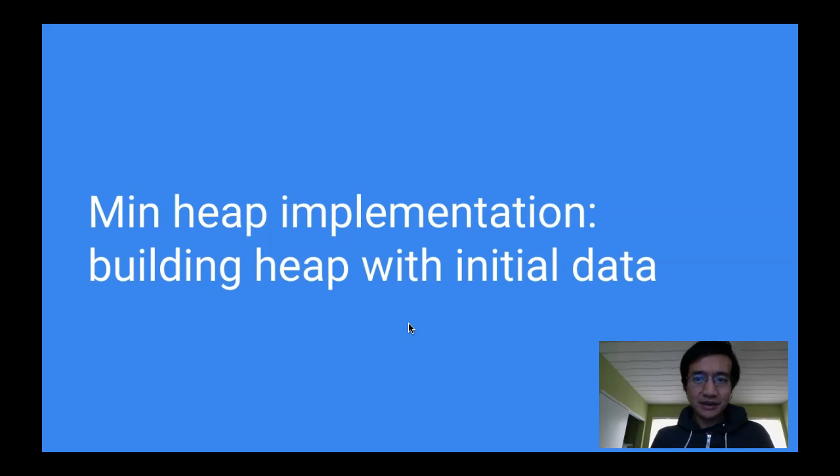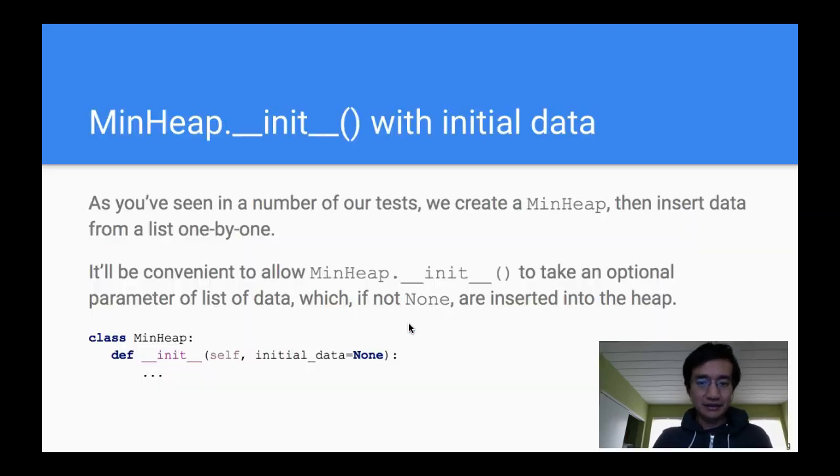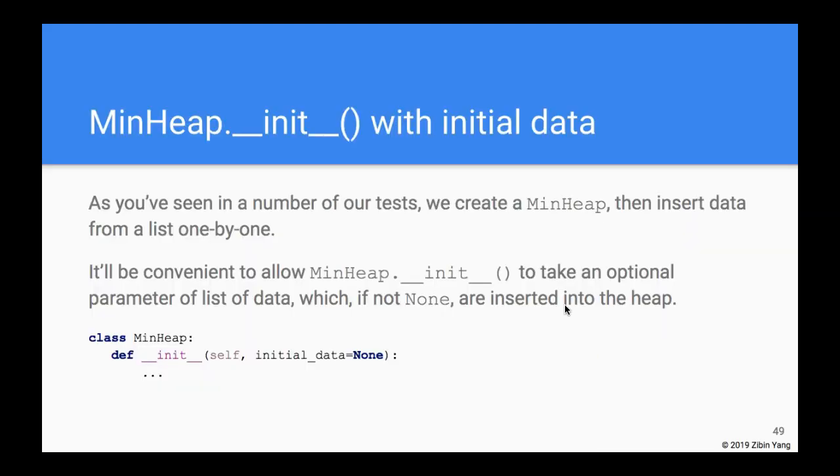Hi, in this video, we're going to talk about a somewhat clever way of building a heap with initial data. So as you've seen in a number of tests, in order to create a heap with data, we first just instantiate an instance of the min heap, and then we insert the data from a list one by one, right?